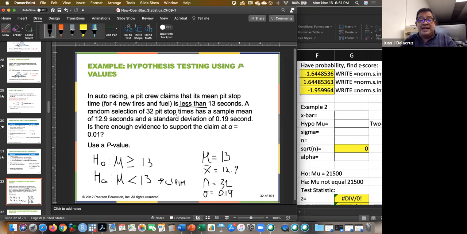So it says a random selection of 32 pit stop times has a mean of 12.9 seconds. So this is the observed mean. This is the hypothesized mean. So we have two different values of the mean. This is going to be the hypothesized mean. This is the mean that we are going to observe from our experiment. And the standard deviation is 19 seconds. So I have a standard deviation of 19 seconds. And once again, the sample size is 32.